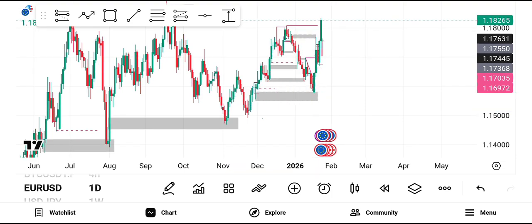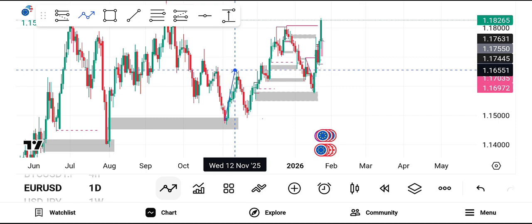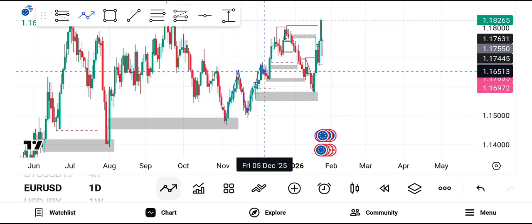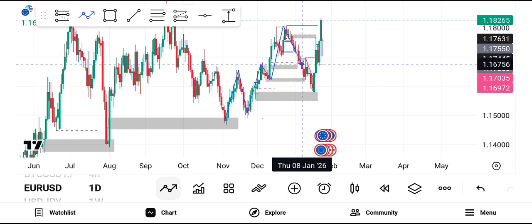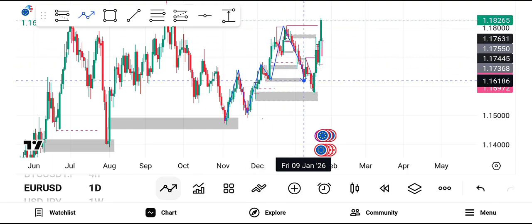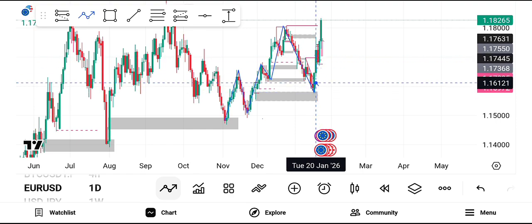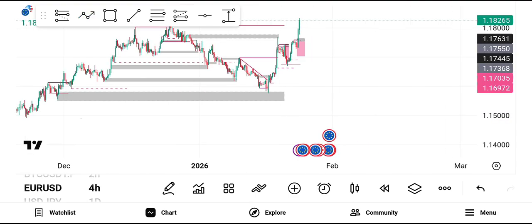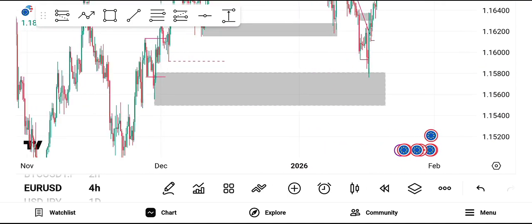So as you can see, obviously the market has been trending up like this, right? Then the market started selling, and then they tapped into this zone. Now let me show you guys what happened when they tapped into this zone, because that was what happened this week.